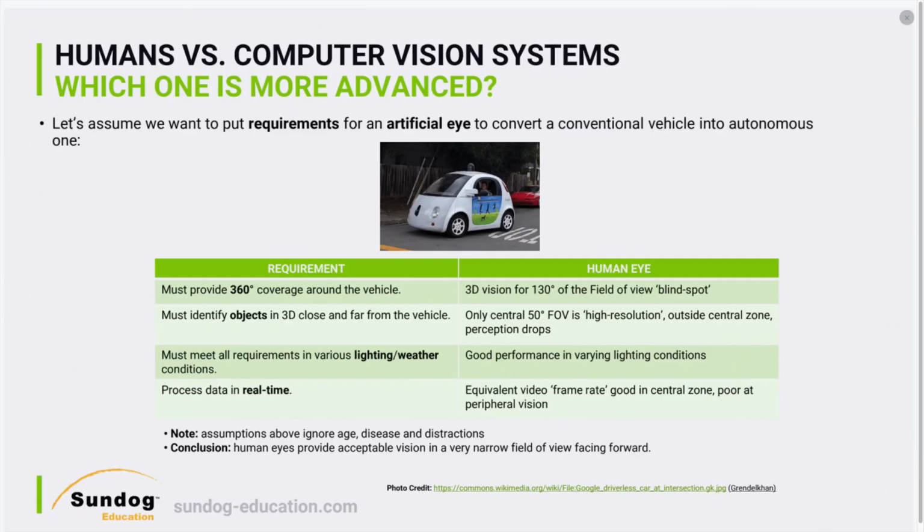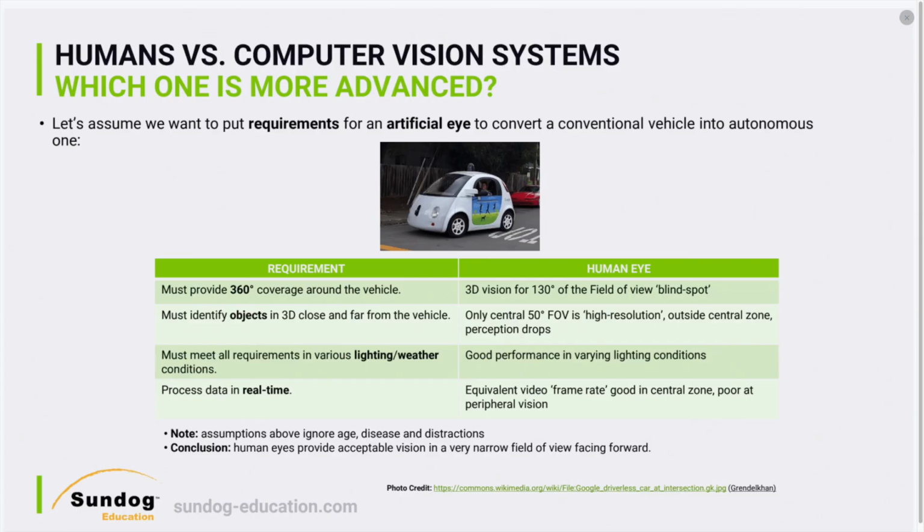And obviously, we need to process data in real time. Again, humans in general are pretty good at that. Obviously, we can have a self-driving car with processing that's way faster than humans in general. I'm going to discuss that moving forward throughout the course. We, in general, have a very good frame rate in the central zone. However, it is poor in the peripheral vision, which is the side vision in a way.